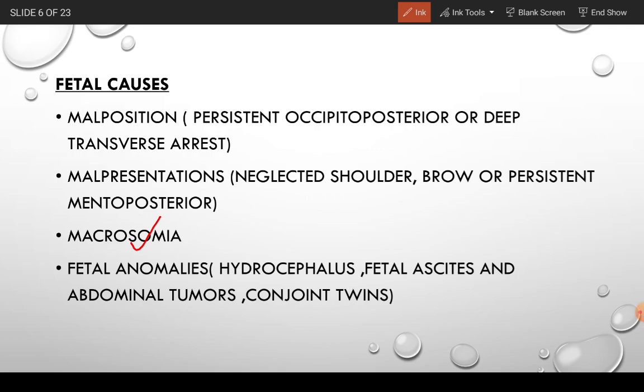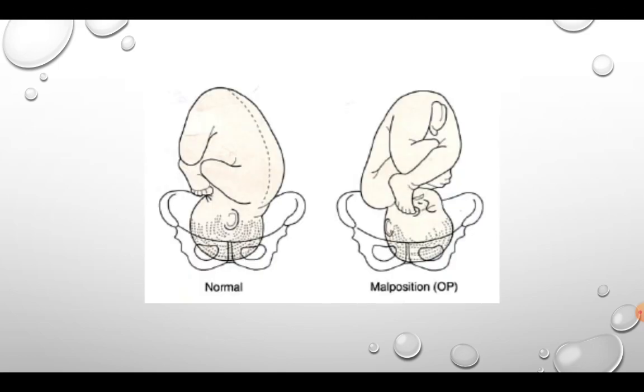Now let us see other cause. Fetal cause can be like malpresentation and malposition. So malpresentation means other than vertex presentation, it can be either the shoulder presentation or brow presentation, like that. In malposition, though it is a cephalic presentation, it's not vertex. So malpresentation means the presentation is other than cephalic. Here it is cephalic but other than the vertex. So it can be occipito-posterior or deep transverse arrest.